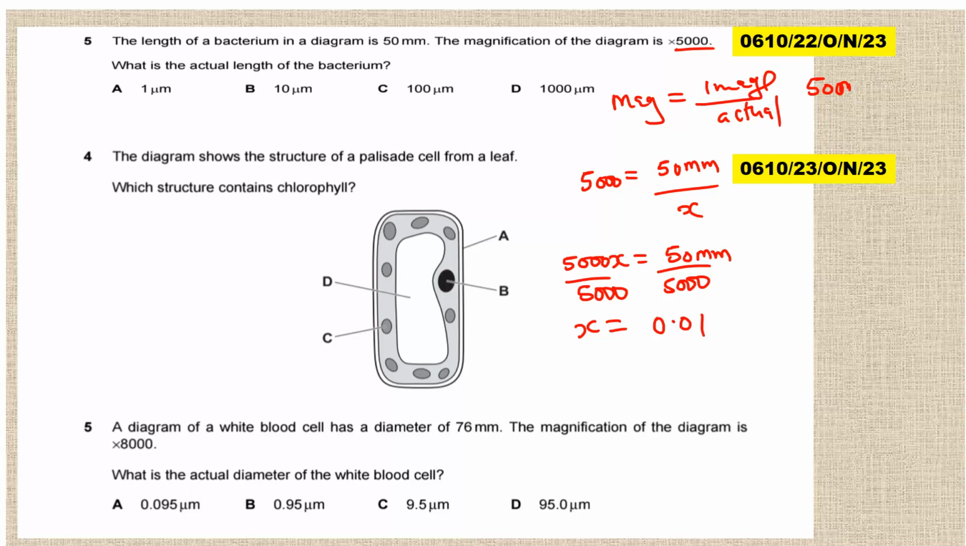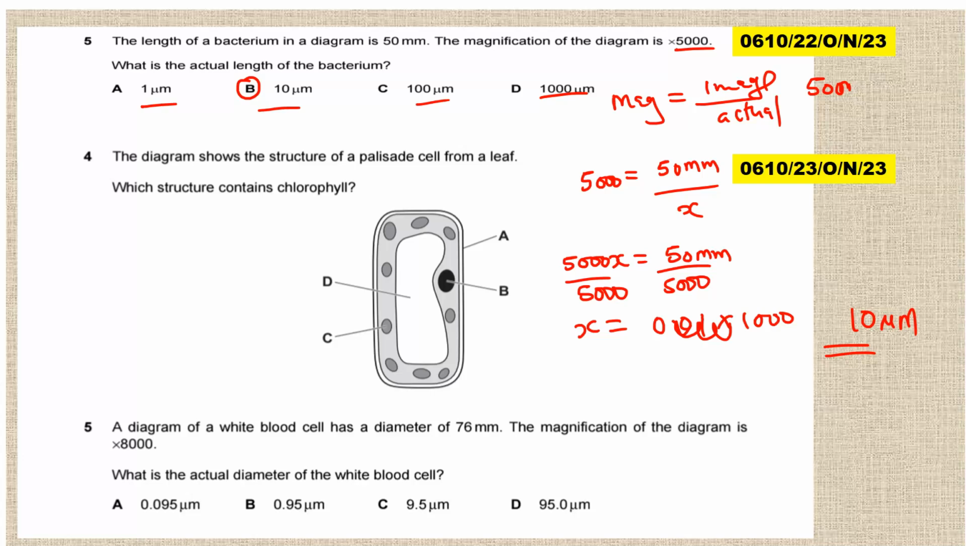Now, look at the answers. They are recorded in micrometers. From millimeter to micrometer, I simply multiply by 1000, and you just move the decimal three times. 1, 2, 3. So it's going to give us 10. The actual length is going to be 10 micrometers. So the answer that we are looking for is this one.